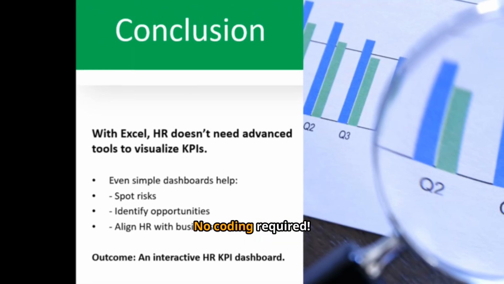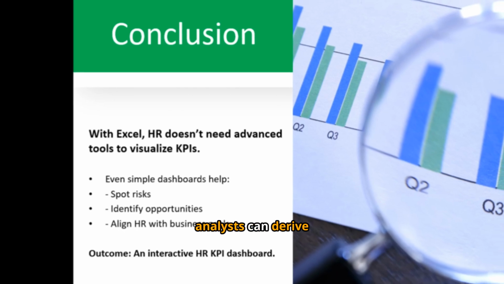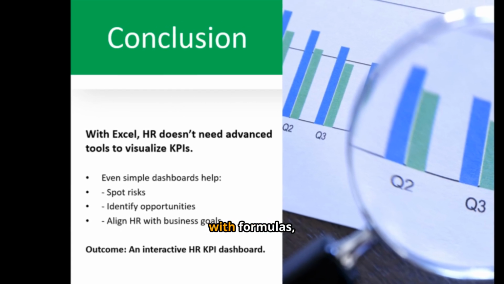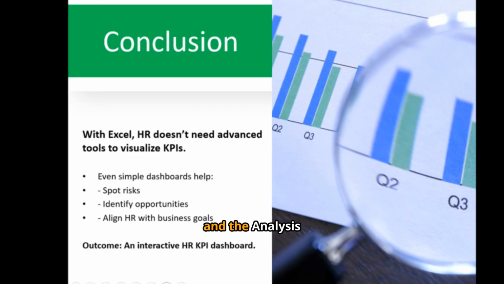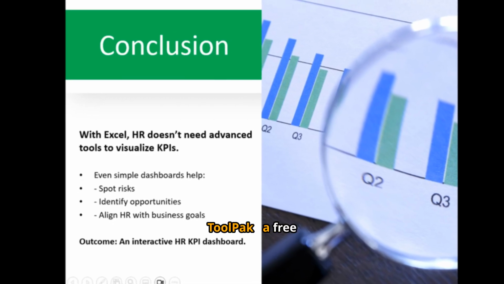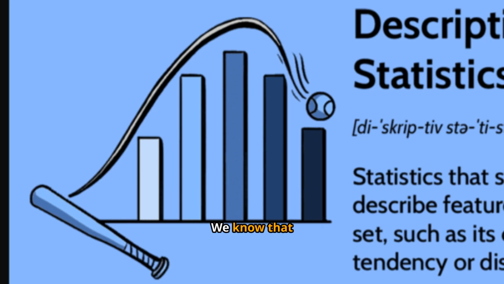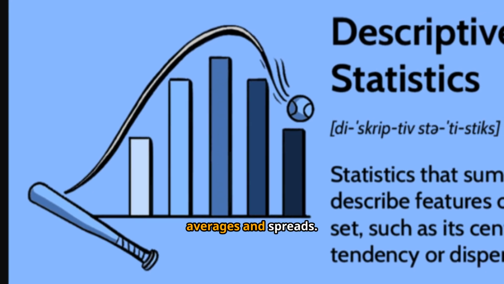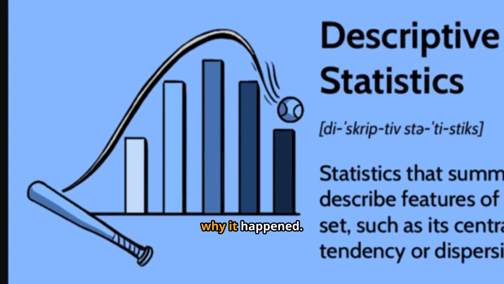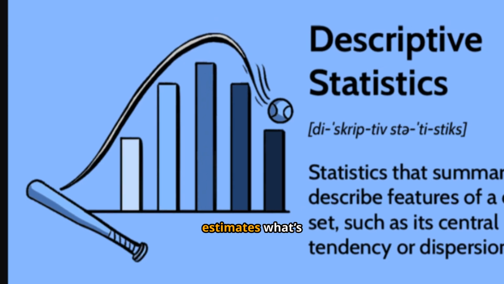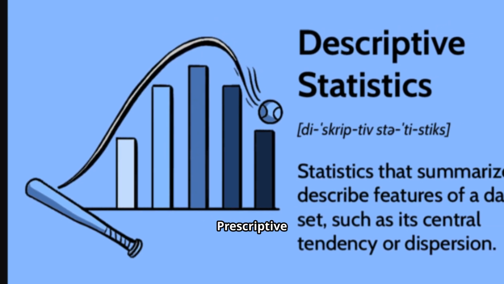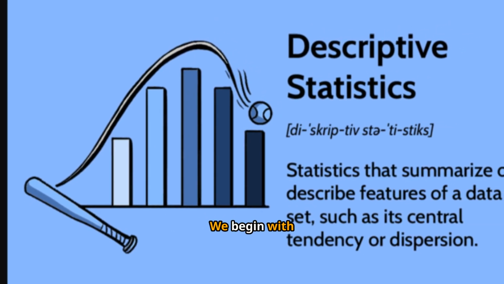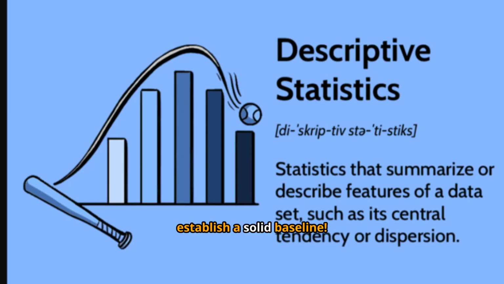No coding required. Managers and analysts can derive insights quickly with formulas, pivot tables, and the Analysis ToolPak, a free add-in into Excel. We know that descriptive gives summaries like averages and spreads. Diagnostic explains why it happened. Predictive estimates what's likely next. Prescriptive recommends what to do. We begin with descriptive to establish a solid baseline.